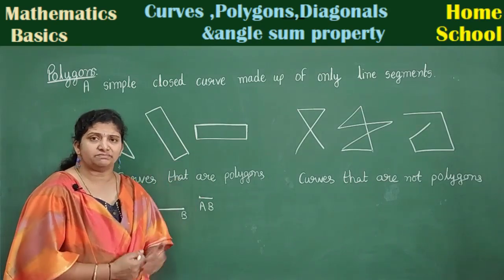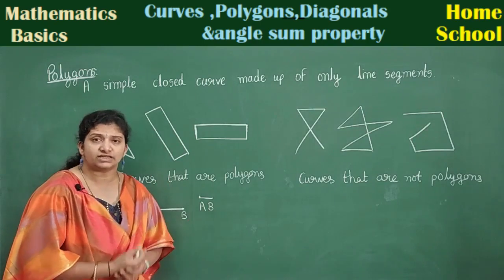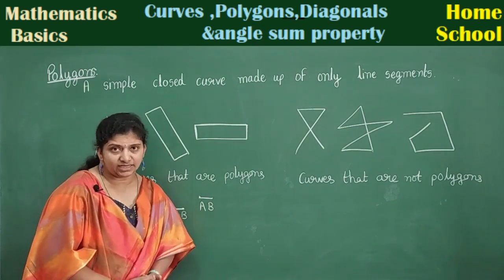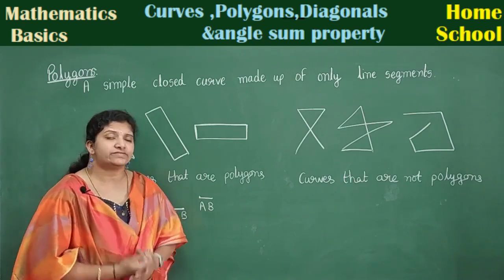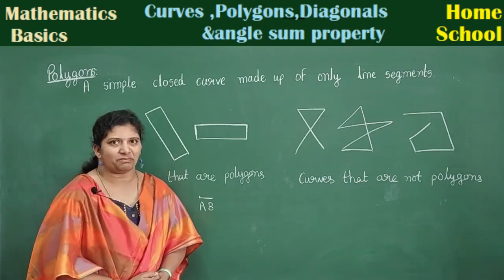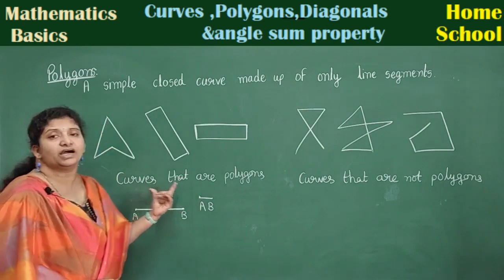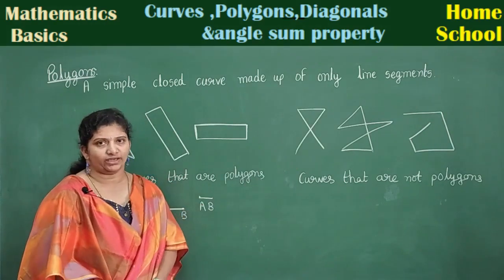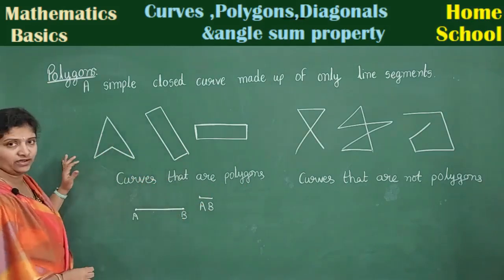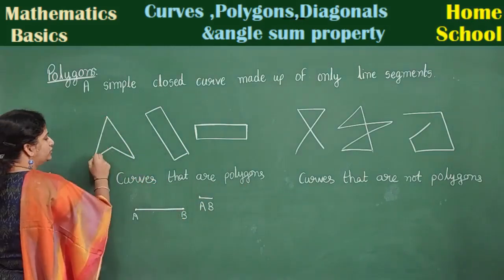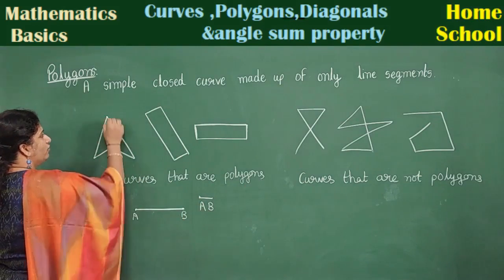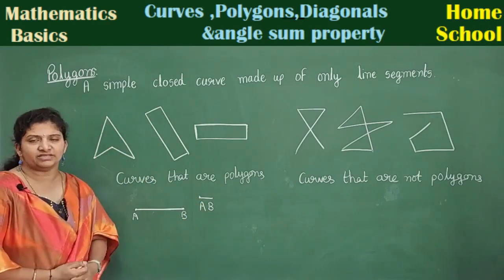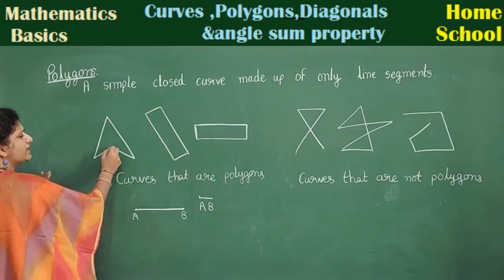You have seen now simple curve, open curve, closed curve, all this we have seen. These are the simple closed curves. These closed curves are formed by line segments. And you can see here curves that are polygons, curves that are not polygons. Look here, first figure. 1, 2, 3, 4. You can see here 1, 2, 3, 4 line segments have joined and you got some figure.